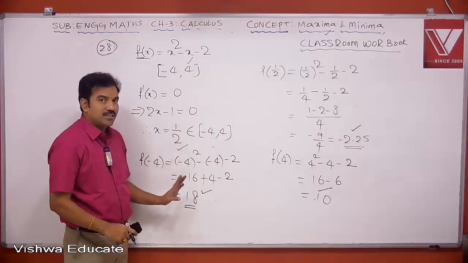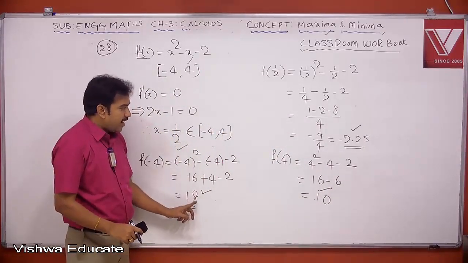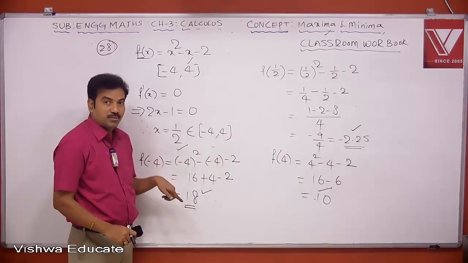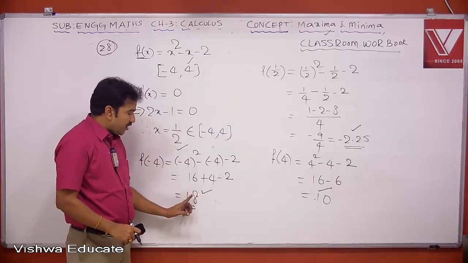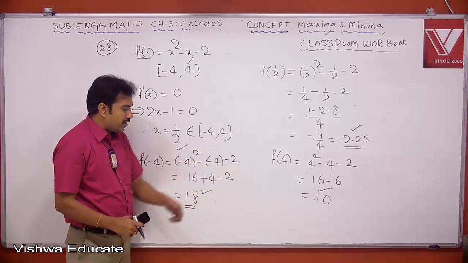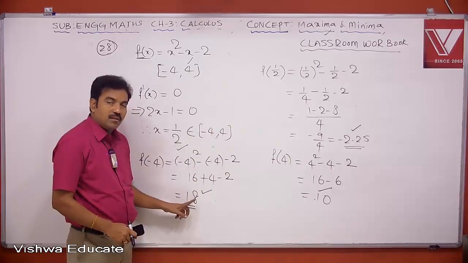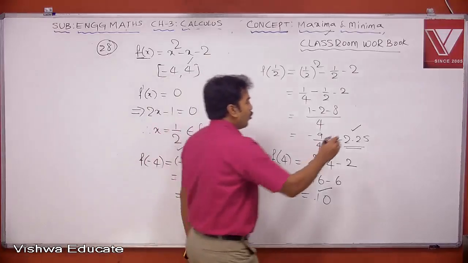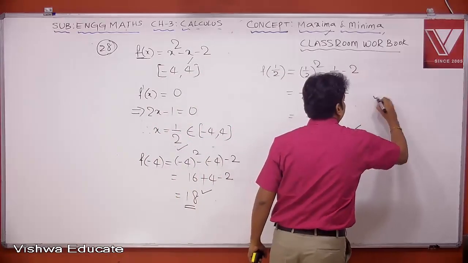So when you are handling questions like this, be careful. 18, minus 2.25, 10, everything belongs to the options. But among these three, 18 is the maximum value. Therefore, the maximum value of this function is 18. Therefore, option A is the right answer.